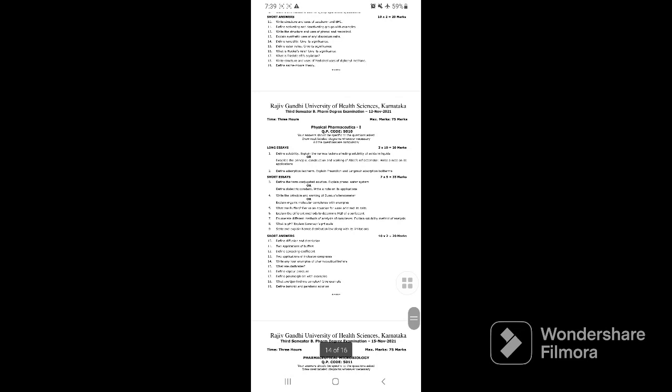Then physical pharmaceutics-1, here also see 2021 November. Here the same question they have asked: solubility, then factors affecting the solubility of solids in liquids. See what I have told, solids in liquid means here what? Solute in liquid, solute in solvent. Then describe principle, construction and working of Abbe refractometer, same. Then define adsorption isotherm, then Freundlich and Langmuir adsorption isotherms. One derivation is there, you have to derive this one.